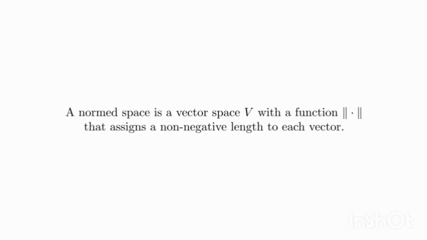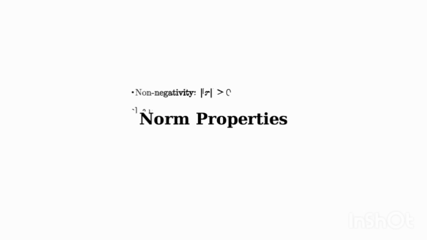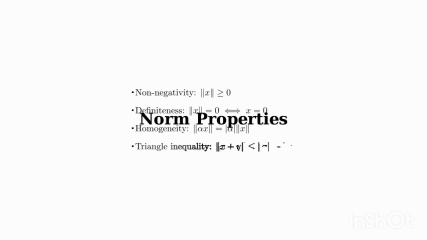The first is positivity. The length of a vector is never negative, and the only vector with zero length is the zero vector itself. The second rule is that if you scale a vector by a number, the length is scaled by the absolute value of that number. And the third rule is called the triangle inequality. The length of the sum of two vectors is at most the sum of their lengths.